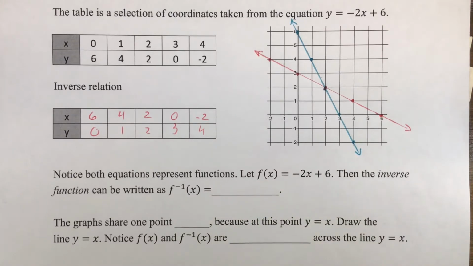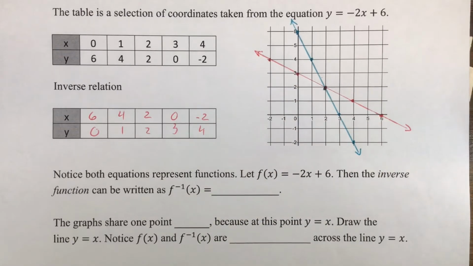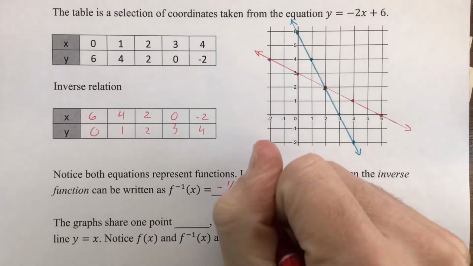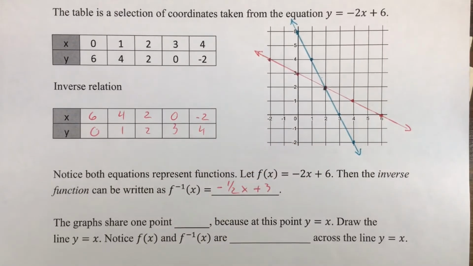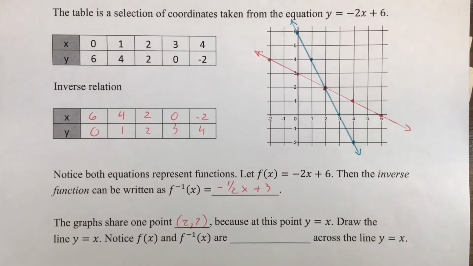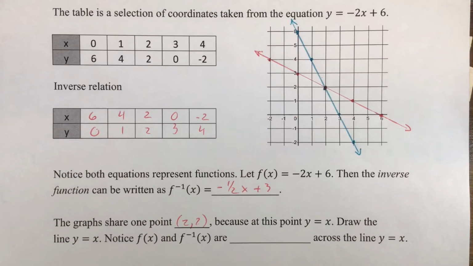And we can write an equation for that one. It does have a slope of negative 1/2, goes down 1 over 2. It also has an intercept at 3. So this would be the inverse of f of x is equal to negative 1/2 x plus 3. The graphs do share one point, which is going to be at 2, 2, because at that point, y does equal x. Okay, you're going to notice they cross each other right there. They match up to each other.